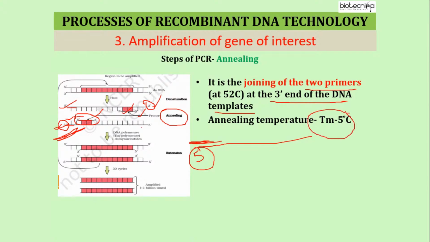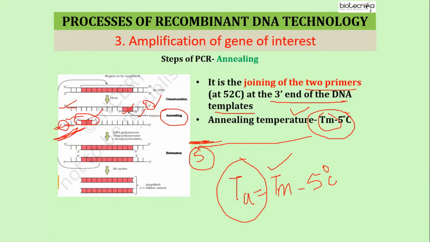Again, a very important point, you may have a numerical from here. You have to calculate the annealing temperature, and in the question the melting temperature is given. So how can you calculate the annealing temperature? The formula is melting temperature minus 5. When you subtract 5 from the value given in the question, this will give you the annealing temperature. And vice versa, if you have to calculate the melting temperature, annealing temperature plus 5 will give you the melting temperature.